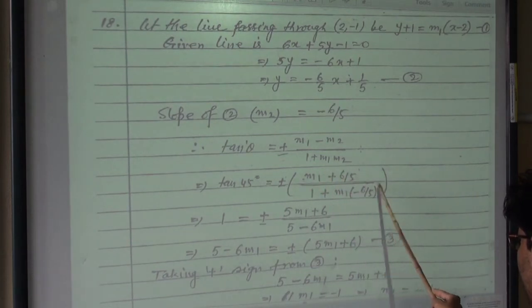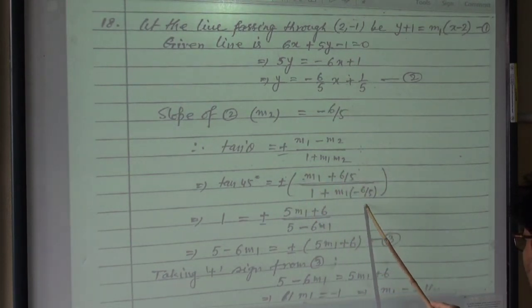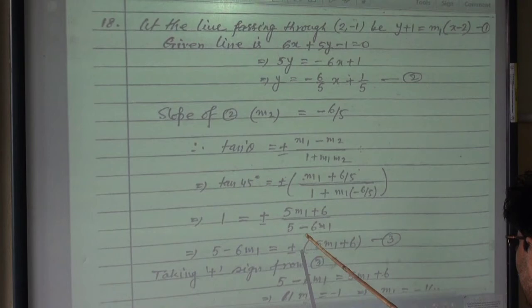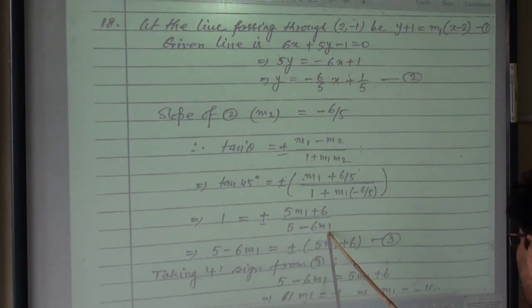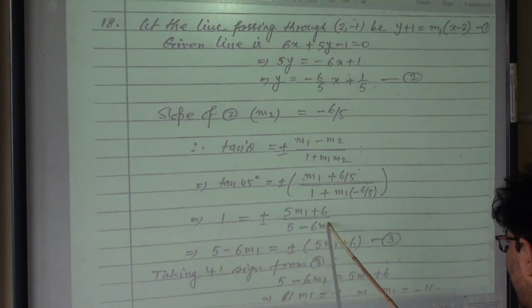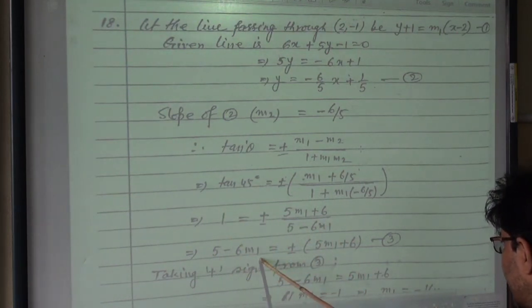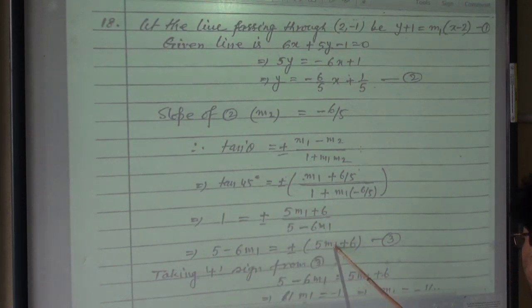Taking the LCM here and here, the LCM is 5, down also 5, so up and down the 5 will cancel. So 5 m1 plus 6, and down will be 5 minus 6 m1. Cross multiply this and multiplying with 1, I get this. Plus minus of the whole thing remains here. By taking the plus sign, I have got this. By simplifying, I have got the value of m1 as minus 1 by 11.